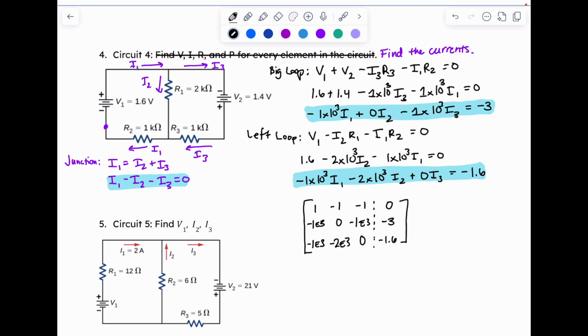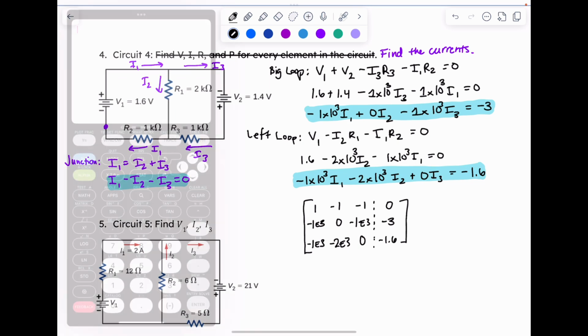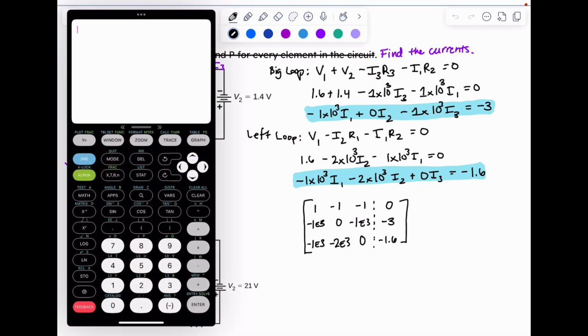So what we're going to do is put this matrix into our calculators and then have our calculators put it in reduced row echelon form. All right, so I have my TI-84 graphing calculator here. So what I'm going to do now is put this matrix into my calculator and then have my calculator put it into reduced row echelon form. So I'm going to hit second and then hit matrix here. And then I'm going to hit edit and then I'm going to hit enter. This is a 3 by 4 matrix. So 3 by 4. And then I'm going to put in my entries.